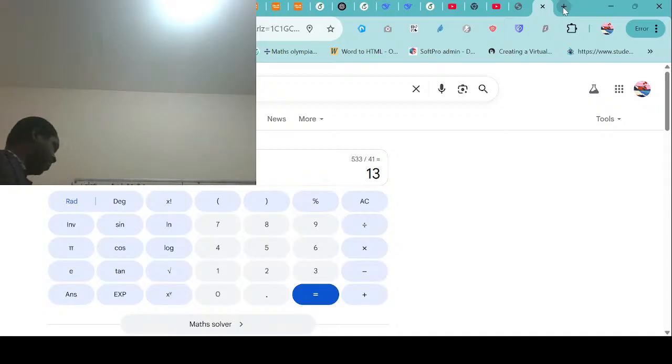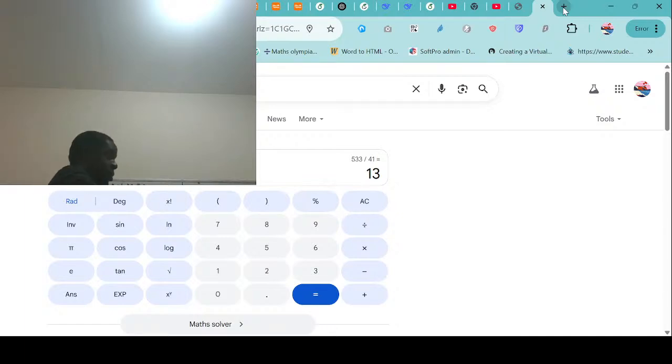So the coordinate of that point is (13, 2). That is, from here to this place is 13. So it's actually beyond where b is. From here to this place is 13, and 2 means it is somewhere below this point where it is.